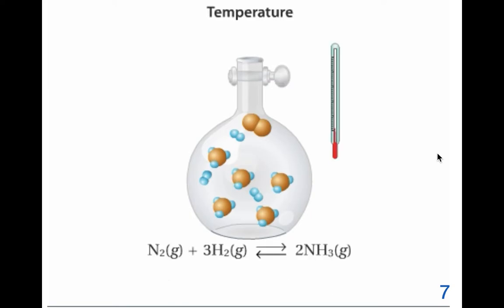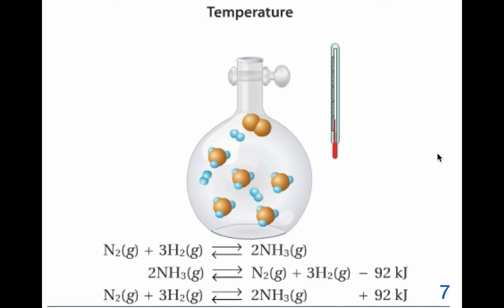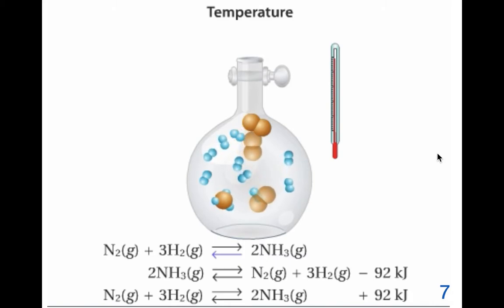A change in the temperature of a system can also stress a system. Reversible reactions are exothermic in one direction and endothermic in the other. According to Le Chatelier's principle, the addition of heat shifts the equilibrium so that the reaction that absorbs heat is favored. If heat is added to an endothermic reaction, the equilibrium shifts to favor the formation of the products. If heat is added to an exothermic reaction like this one, the equilibrium shifts to favor the formation of the reactants.